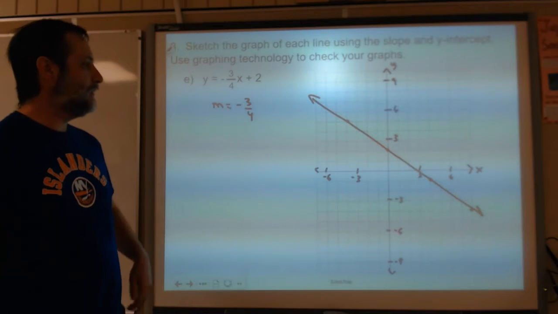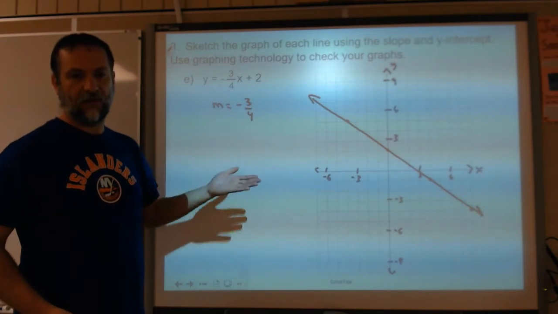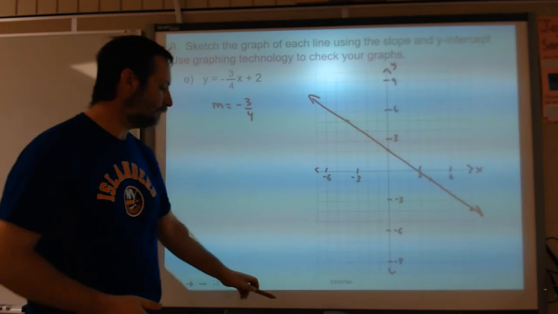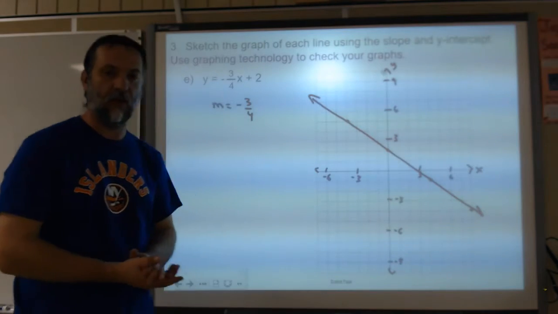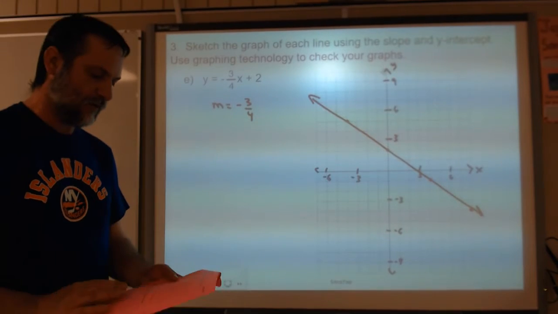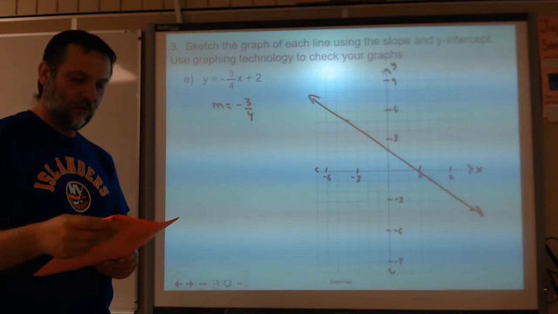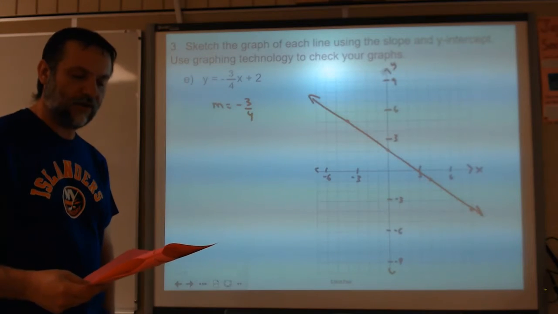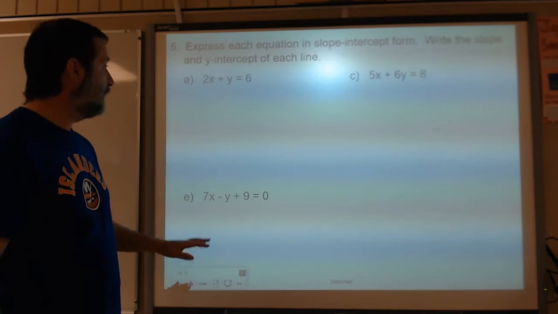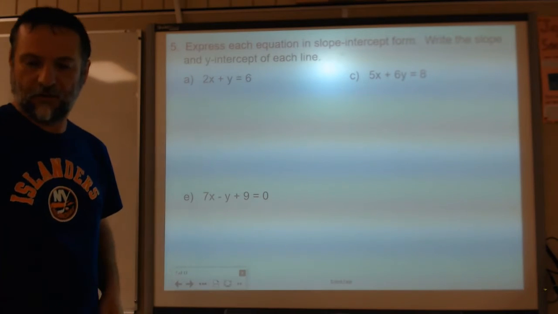And there it is. So it makes sense that it is a negative slope, so it's going down from left to right because it's negative. My rise is 3 for every 4 that it runs. And that's it. That's how we graph our lines. So we will skip number 4, I believe. I'm just looking at my notes real quick. And I think we're jumping to number 5, which is now going to ask us to express each equation. So we're going to take an equation that is not in y = mx + b slope-intercept form, and we're going to put it in slope-intercept form.